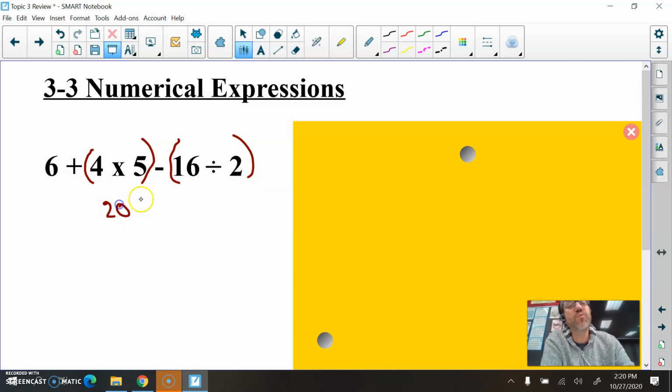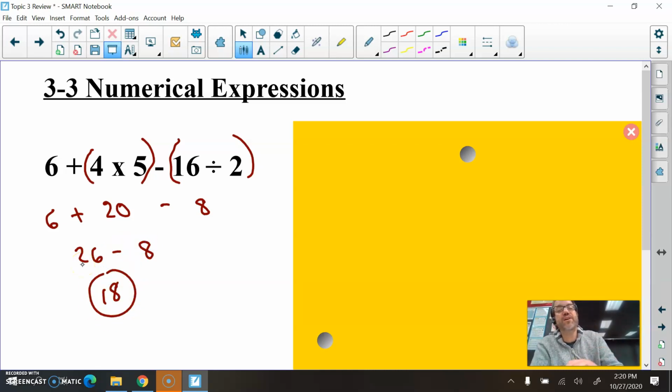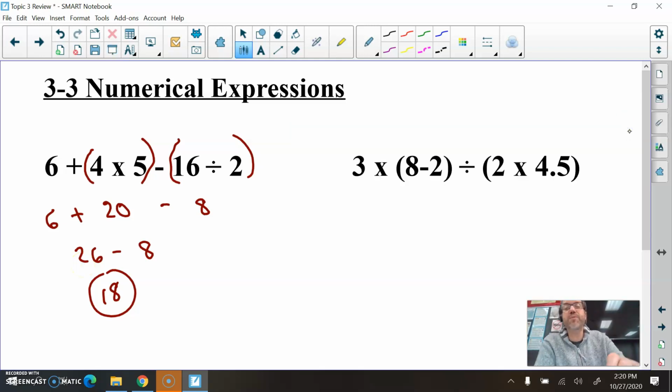4 times 5 is 20. 16 divided by 2 is 8. So now what I have is 6 plus 20 minus 8. And now adding and subtracting we just do in order from left to right. 6 plus 20 is 26. 26 minus 8 is 18. There's my answer. That's how you simplify or evaluate a numerical expression.